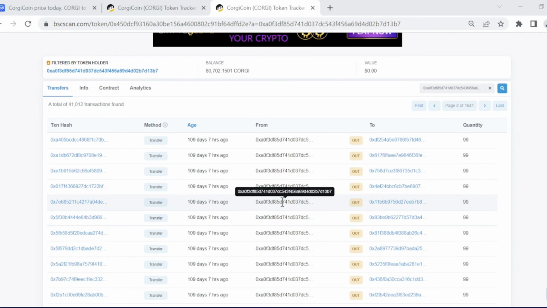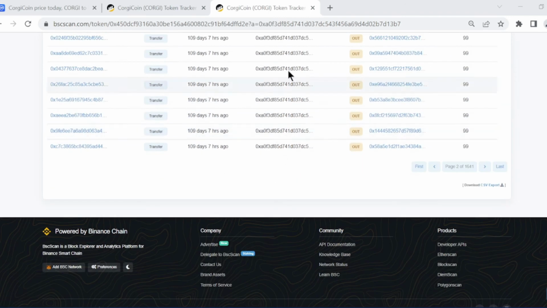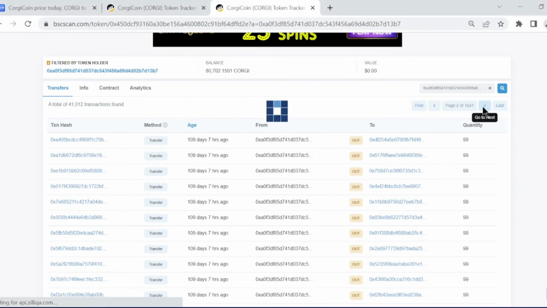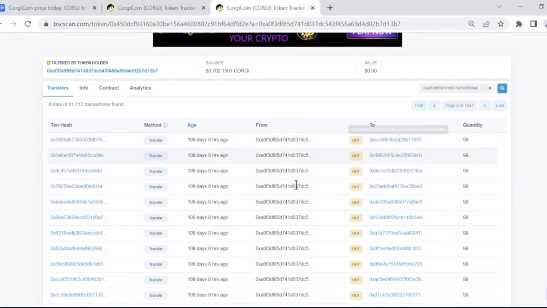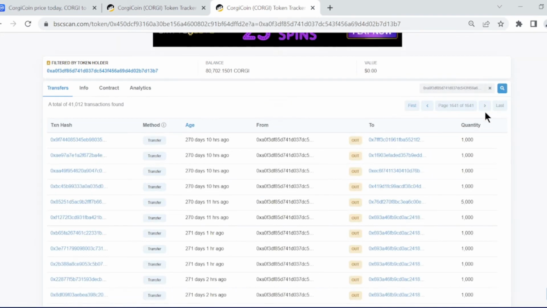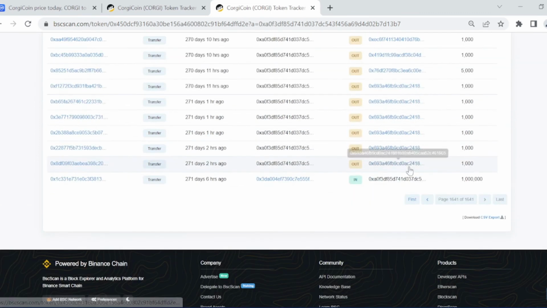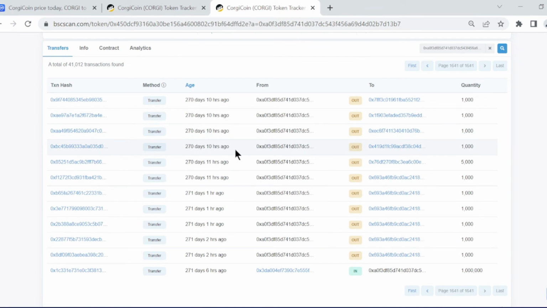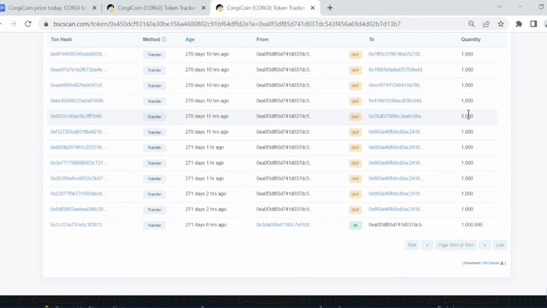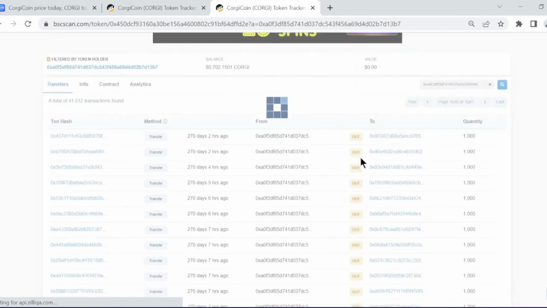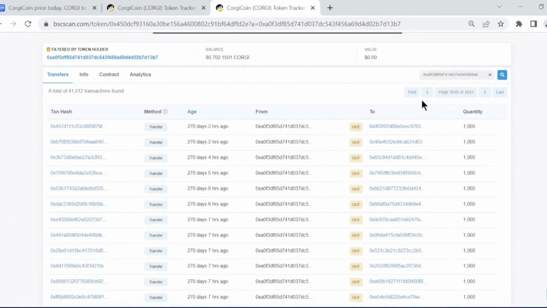All right, here's another thing too. If we take a look at the top right, we see that there are 1,641 pages. Each of these pages has about 25 transactions. If I could keep going and going here, it's going to keep going. I'm going to click last to see what happens at the end. Every page besides the last one has 25 transactions on it. And you can see when the first 1 million token supply came in, and right away it started distributing. See that?